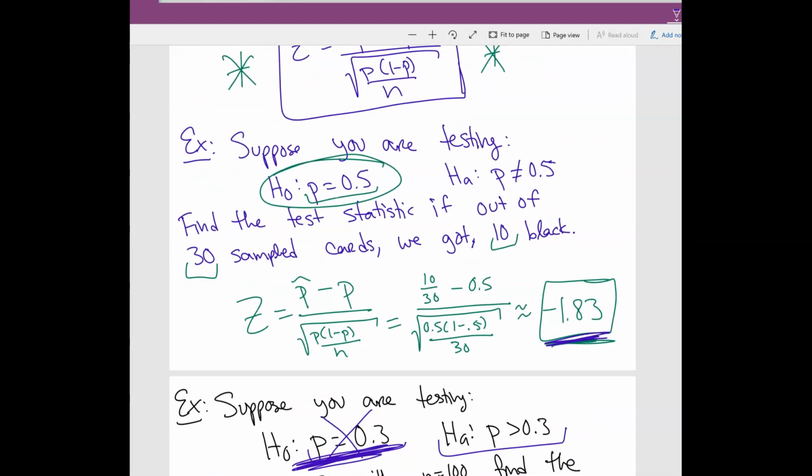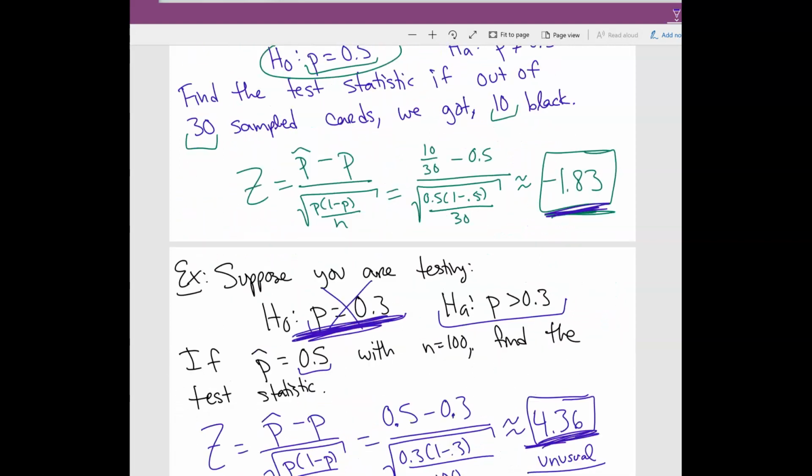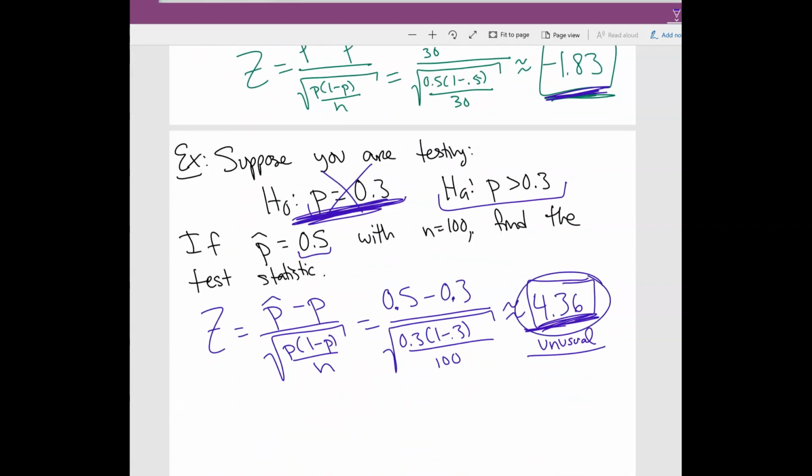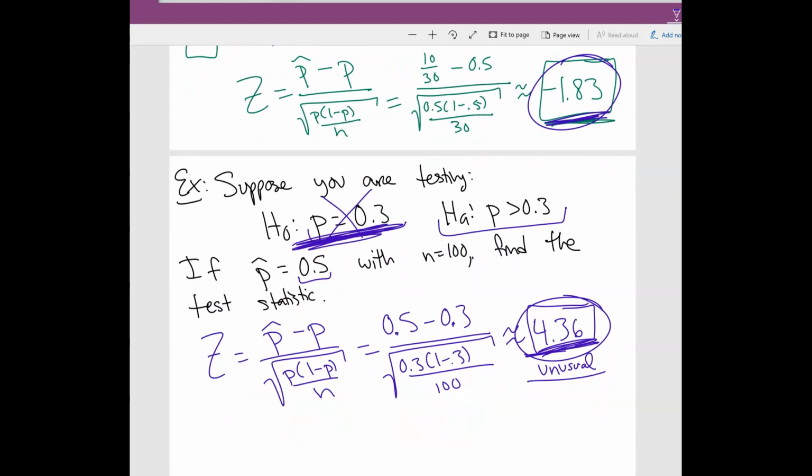I don't know if I should reject or not. So how can we have something really concrete? Well, one thing that we can do is ask, what is the probability of this occurring? So how likely is it that I'll get a z-score of negative 0.83 or of 4.36? That's what we can look for, okay?